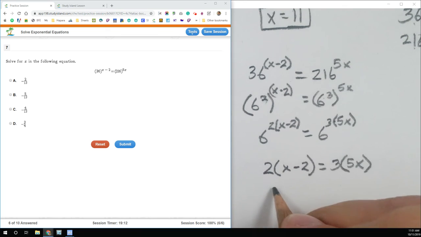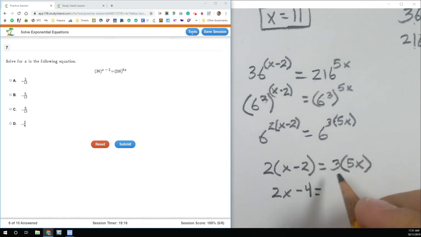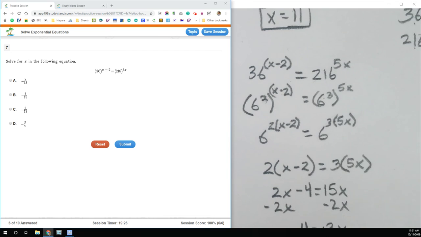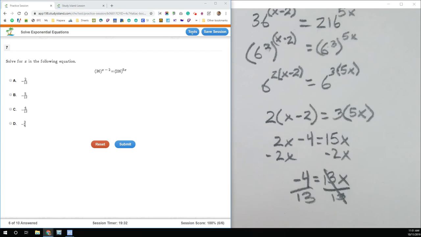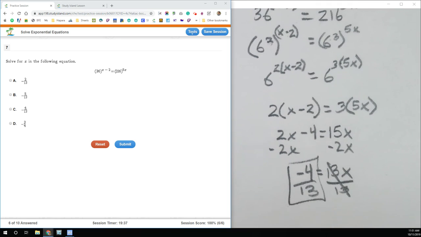And I can solve. 2 times x is 2x. 2 times negative 2 is negative 4, so minus 4. And 3 times 5x is 15x. Now I can subtract 2x from both sides. And I get negative 4 is equal to 13x. And now I can divide both sides by 13. Right there. And I'm going to get negative 4/13 is equal to x. And that is this one right here.